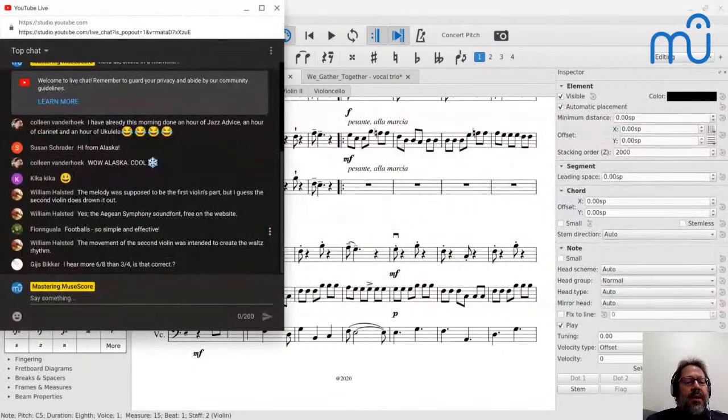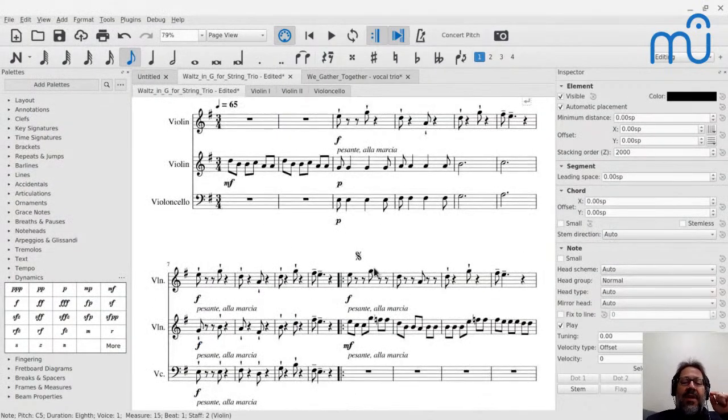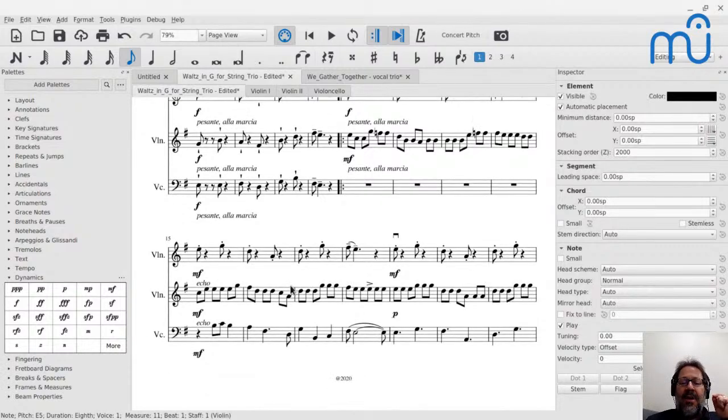So, I said, I think that's a good observation, that because of the fact that these guys are here on the and of two, we are hearing this, at least I'm hearing it largely as 6/8.